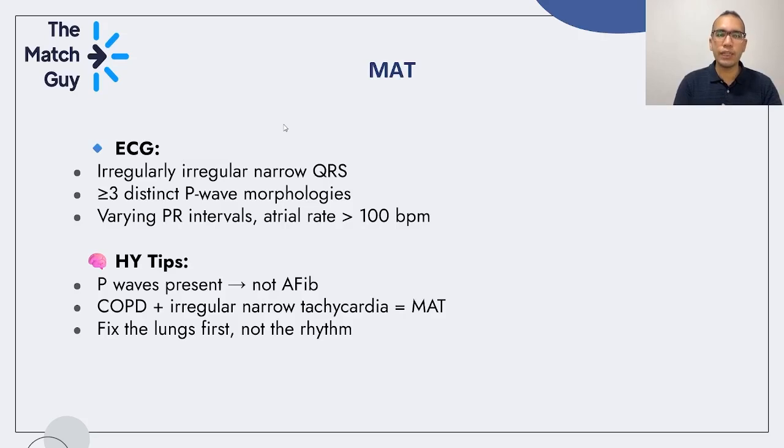Okay. The exam question will be as follows. They will describe an elderly COPD patient in mild respiratory distress with an ECG showing irregular, narrow complex tachycardia with at least 3 different distinct P wave morphologies, and they're going to ask you what is the next step in management. The correct answer is to improve oxygenation, not antiarrhythmics or cardioversion. So the point is, once oxygen and ventilation improve, the arrhythmia often settles on its own. So again, COPD, irregular narrow tachycardia, this is multifocal atrial tachycardia, okay?